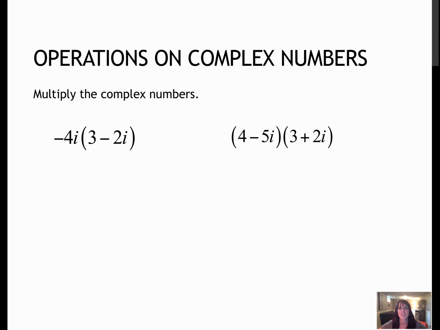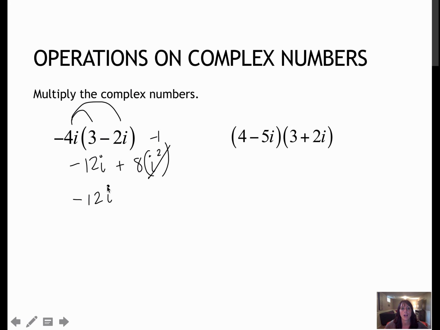Multiplying complex numbers is in fact easier because we're just going to multiply the values, and then of course whenever we end up with an i squared, we'll replace it with a negative 1. So negative 4i times 3 is negative 12i. Negative 4i times negative 2i would be positive 8i squared. Now notice in this one, this i squared will be replaced with a negative 1, which would leave me with negative 12i and then minus 8, because 8 times negative 1 is negative 8. But this is not in the correct form, so I would rewrite it with the negative 8 first and the 12i second.